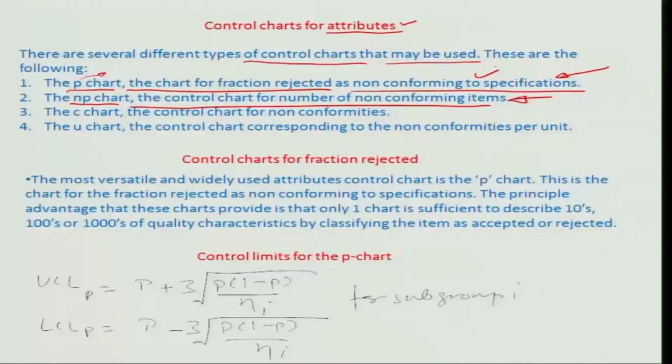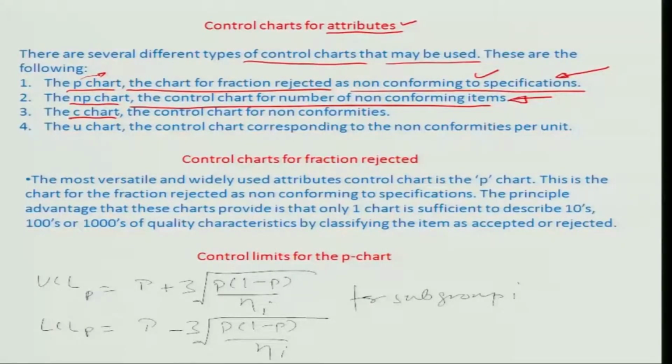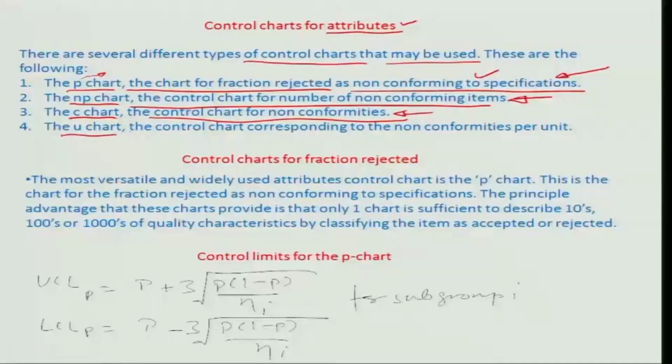And the NP chart is basically in terms of the number of non-conforming items, that is in a lot of, let us say 1000, if the P is about 20%, so 200 of the 1000 are rejected because of non-conformance to specification, and so if you can plot the NP value, that becomes the NP chart. Obviously, there is another C chart which basically is the control chart for non-conformities, and the C is typically the number of occurrences of a certain non-conformity and is being estimated through Poisson's distribution as we have detailed earlier. And then obviously, the U chart, where the control chart corresponds to the number of non-conformities per unit.